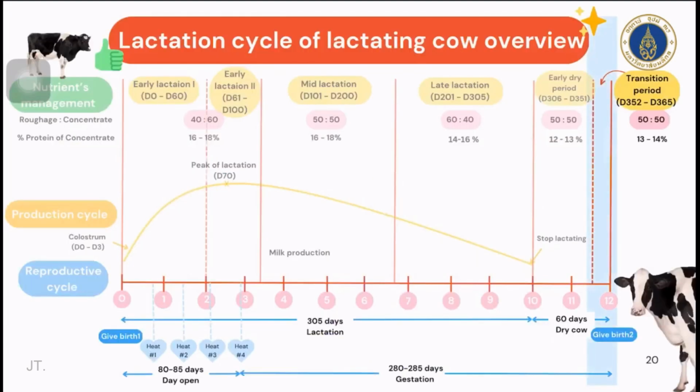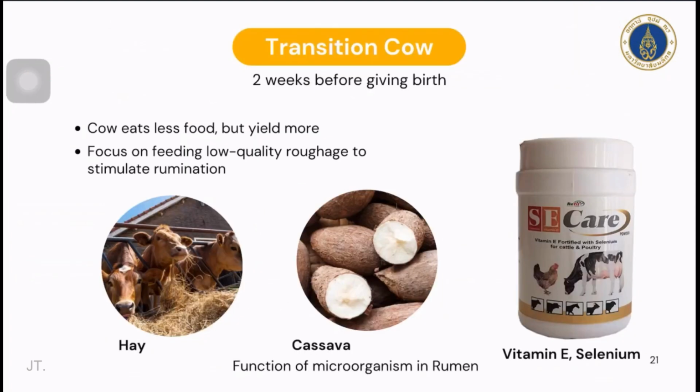Now let's move to the transition cow, which is 2 weeks before giving birth. In this period, the cow eats less food but yields more. The key in this period is to focus on feeding low-quality roughage, such as hay, to stimulate rumination, add cassava to the food to stimulate microorganisms in the rumen, and add vitamin E and selenium.